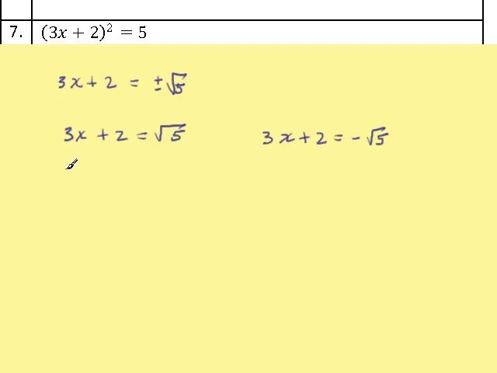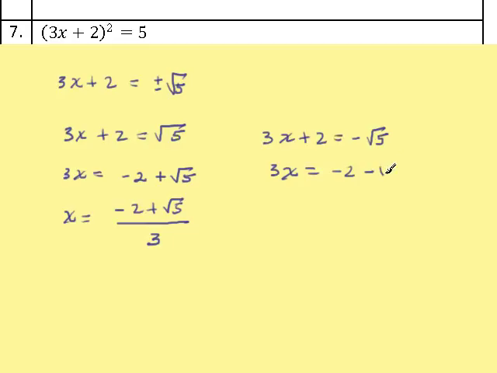All right, so here we have 3x is equal to minus 2, I'm subtracting 2 from both sides, plus square root 5. Divide by 3, x is equal to minus 2 plus square root 5, divide the entire expression by 3. And here subtract 2 from both sides again, so we have 3x is equal to minus 2 minus square root 5, and again divide by 3. So there are the two solutions.